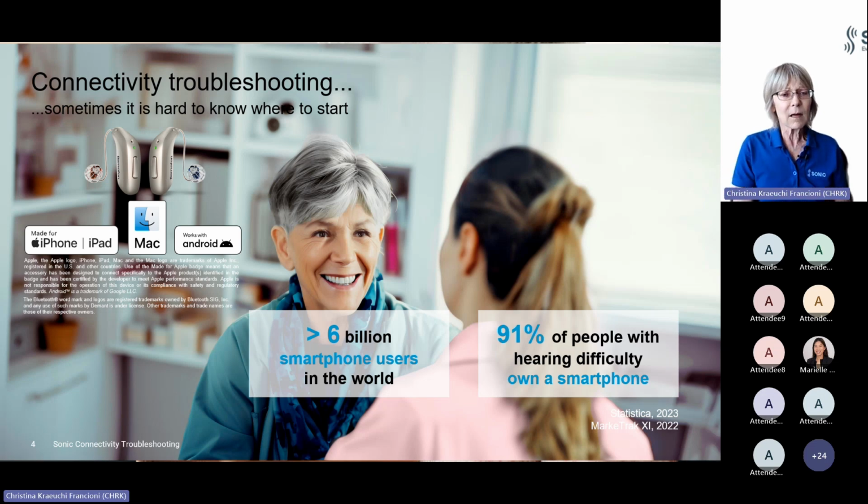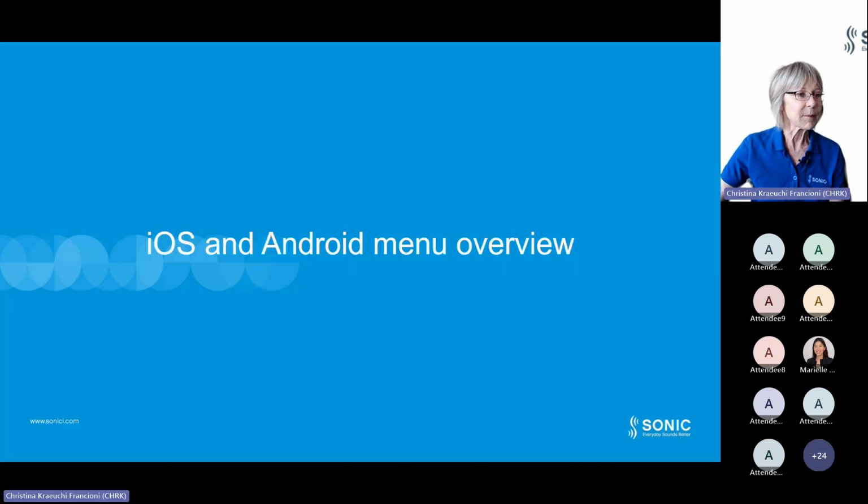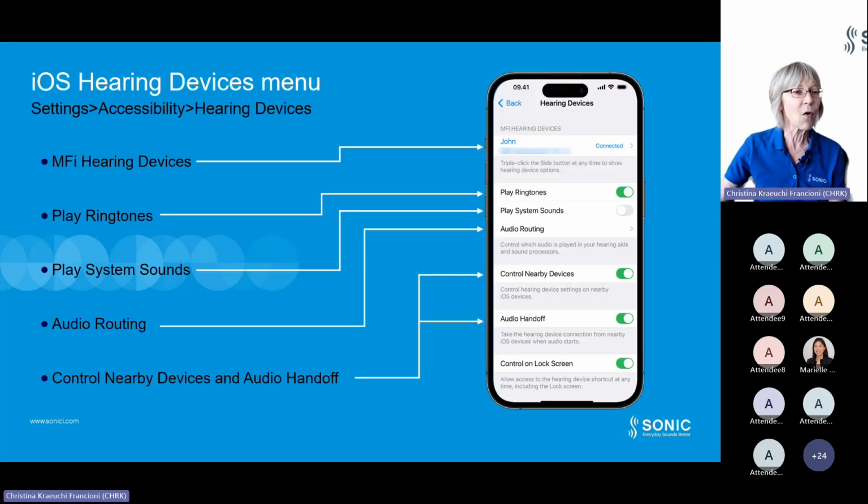Now, how would you start troubleshooting connectivity issues? First of all, we should get familiar with our phones and the phone menus. And for this, we would like to start by looking at the Apple iOS hearing devices menu and also at the menu of an Android phone. Let's first start with an iOS overview.